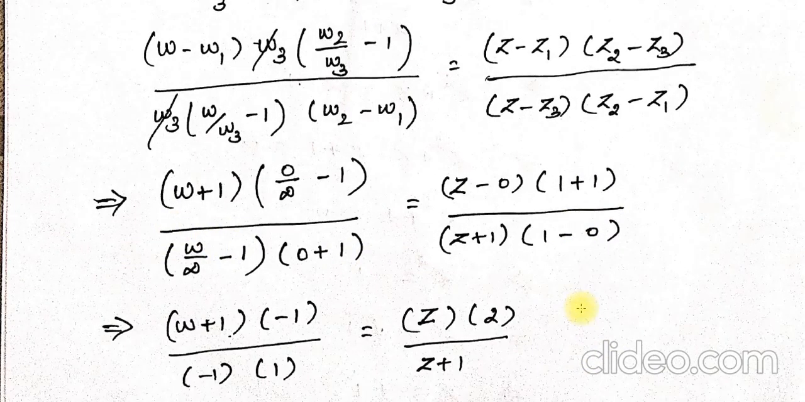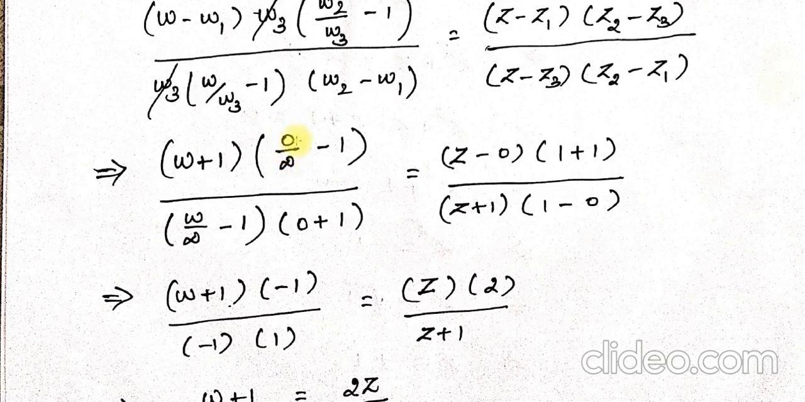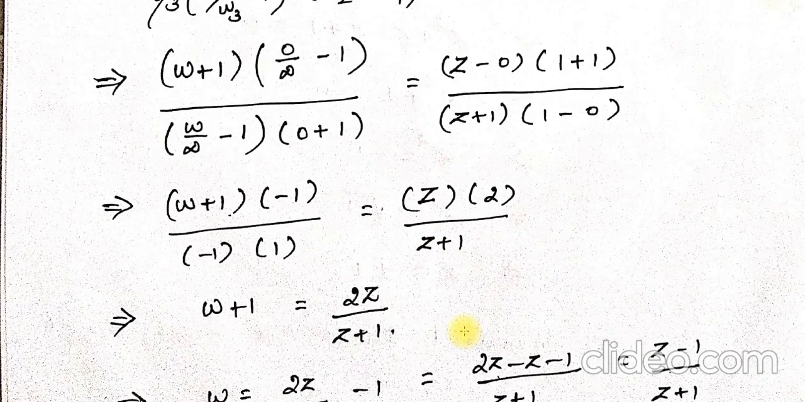The next step I am simplifying. That is, anything by infinity is 0, so 0 minus 1 will become minus 1. The same thing here: 0 minus infinity minus 1. Sorry, anything by infinity is 0. 0 minus 1 is minus 1 and 0 plus 1 is 1. Here Z into 2 by Z plus 1. So the terms will simplify like this: W plus 1, this minus 1 gets cancelled. So W plus 1 by 1 gives you W plus 1. This is 2Z by Z plus 1.